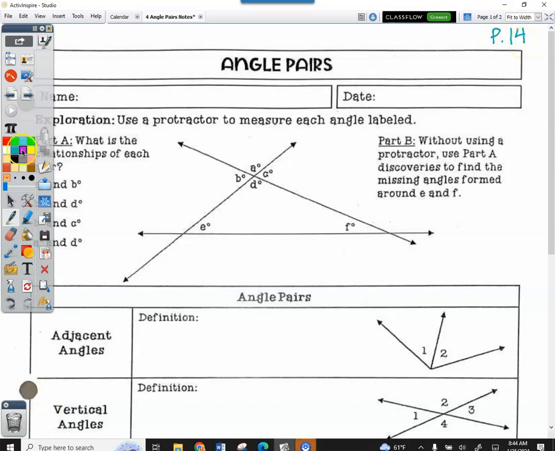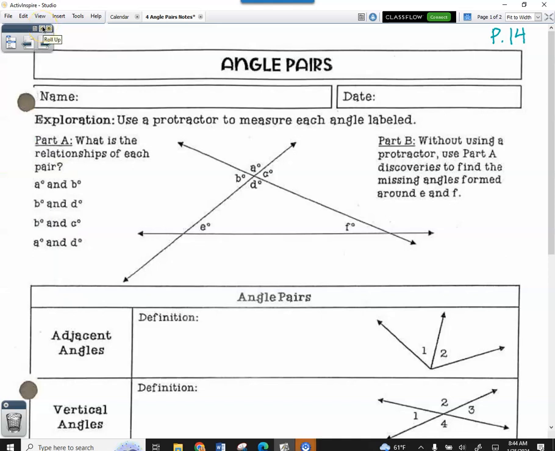Let me change colors. You probably can't see that in the back of the room. So you can see this worksheet is very similar to the worksheets we did the last 2 days. The top has a little bit of an exploration part. We're going to actually hold off on that for just a second and then come back to it after we talk about 2 vocab words.